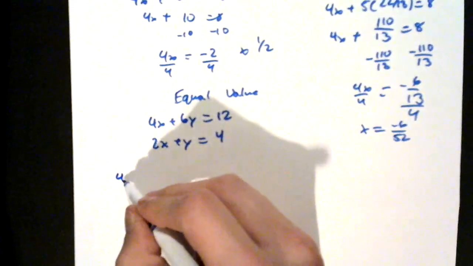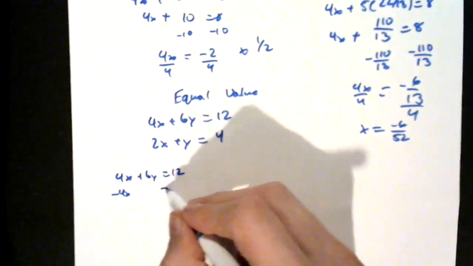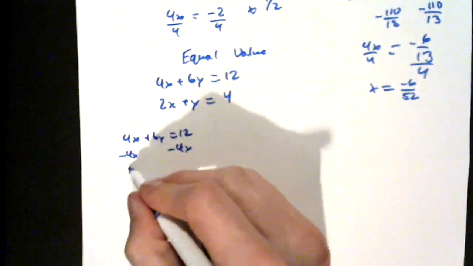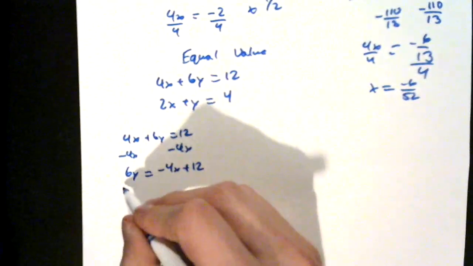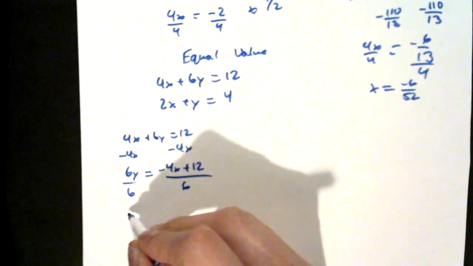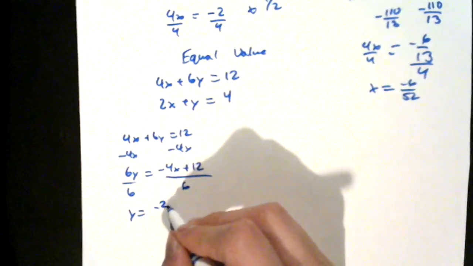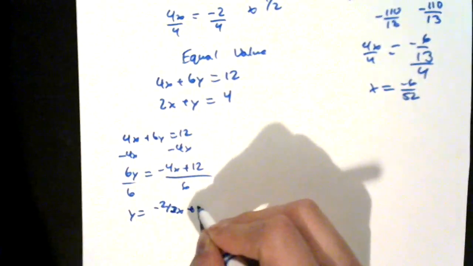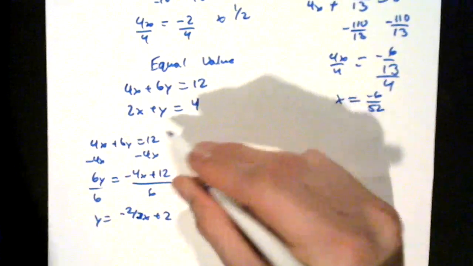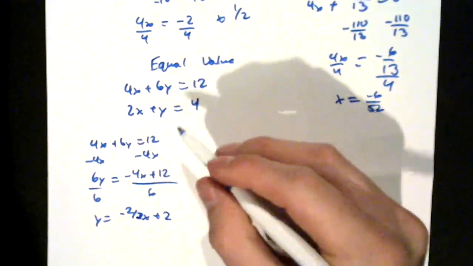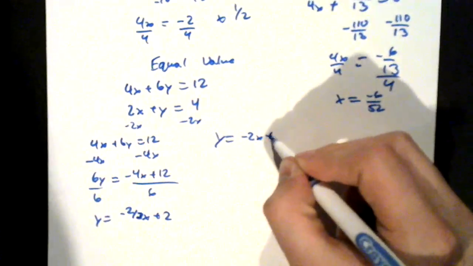So let's take, for example, 4x plus 6y equals 12. You minus the 4x from both sides. You get 6y equals negative 4x plus 12, divided by 6. You get y equals negative 4 divided by 6, which you can simplify down to negative 2/3 x, plus 12 divided by 6 is 2. So that's that one. And then this one's pretty simple to solve. You just minus the 2x from this side. On that side you get y equals negative 2x plus 4.